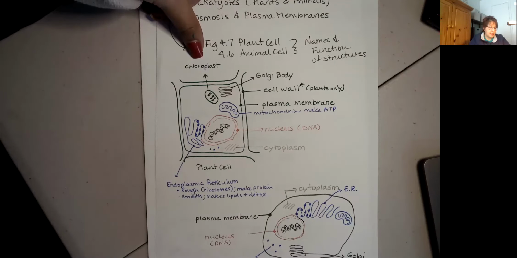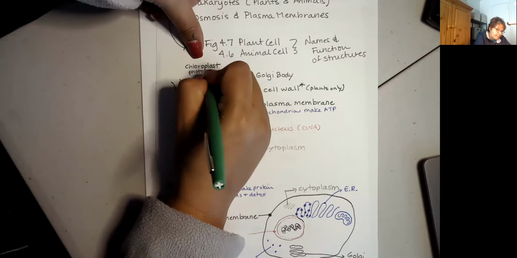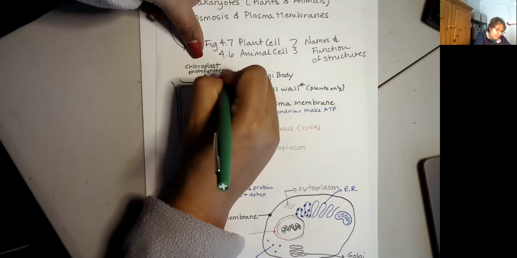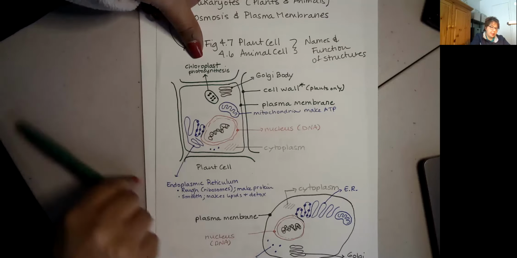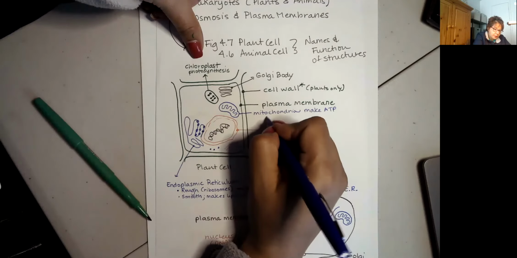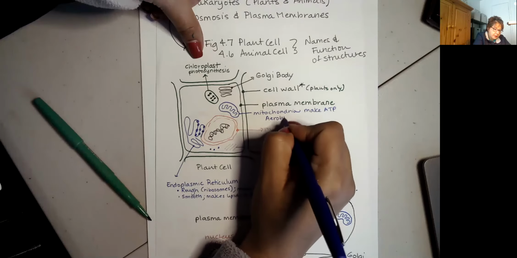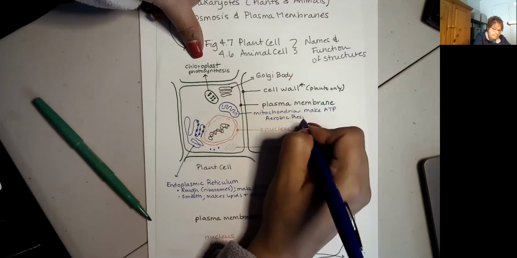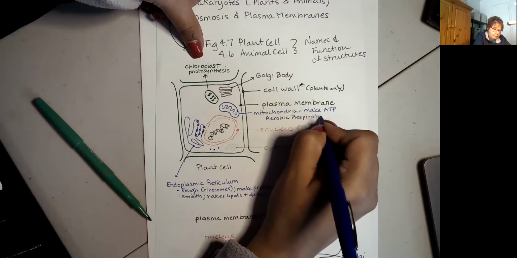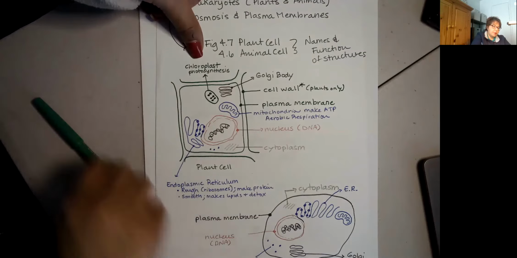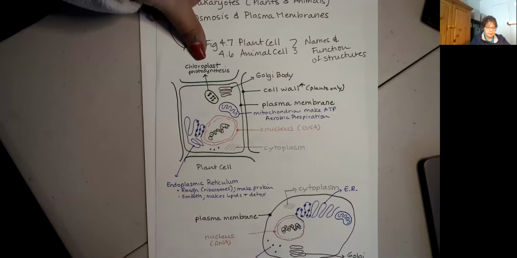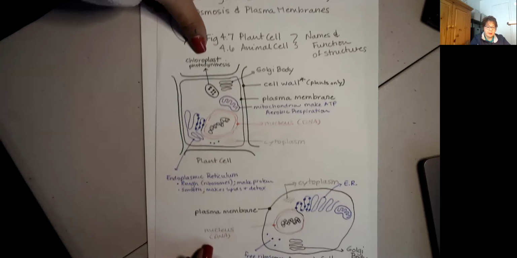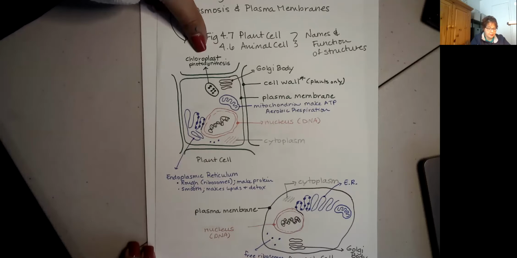And the chloroplast, its job is to make energy, but by way of photosynthesis. Whereas the mitochondria makes ATP by way of aerobic respiration, a different set of chemical reactions. So they both make energy, they just do it differently. Of course, animal cells don't have chloroplasts.